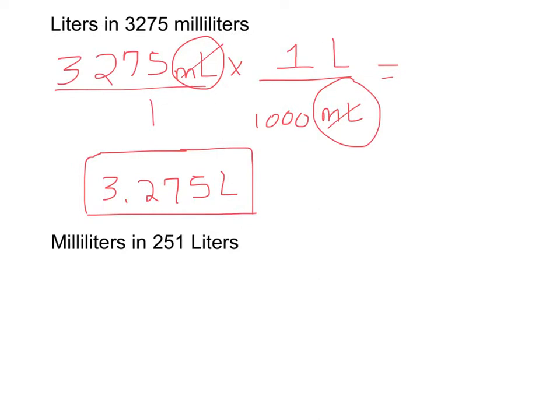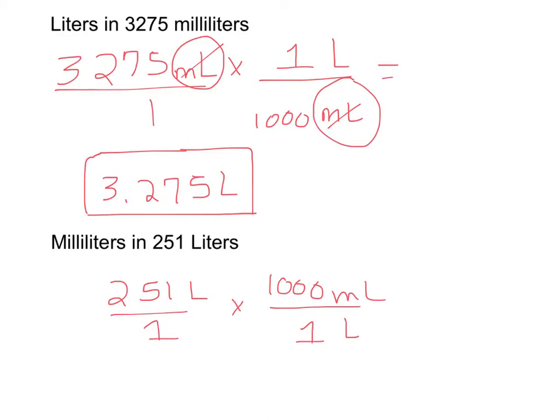Try doing it this way. See how you do. 251 liters over 1. This time liters are going to be on the bottom, milliliters are going to be on top. 1 liter, 1,000 milliliters. Liters cancel, leaving me with 251 times 1,000, which is 251,000, and my units are milliliters.